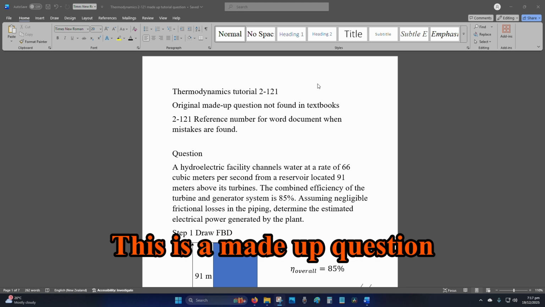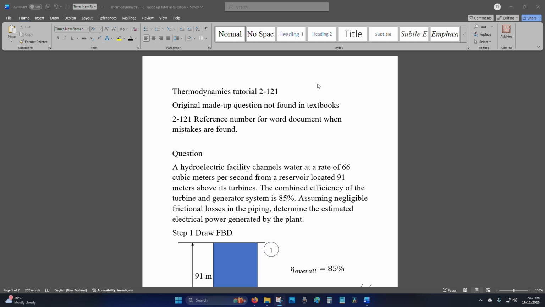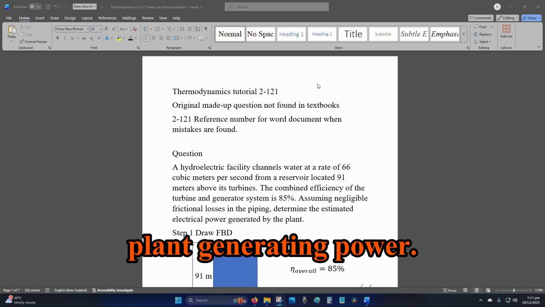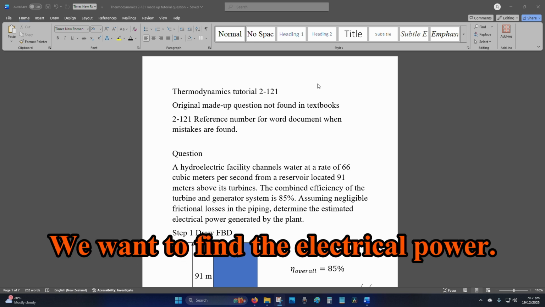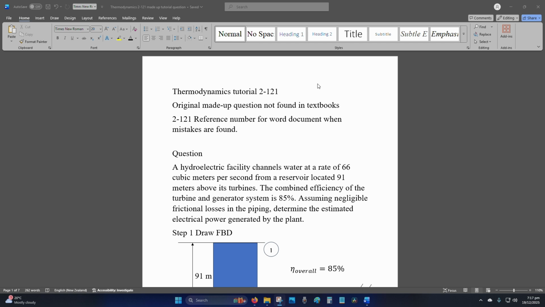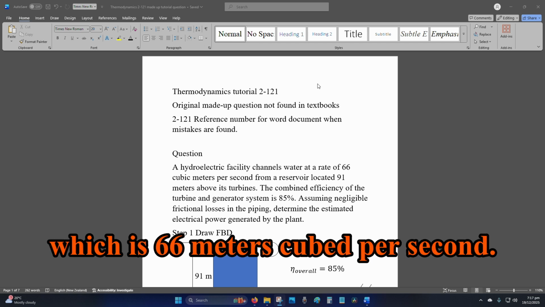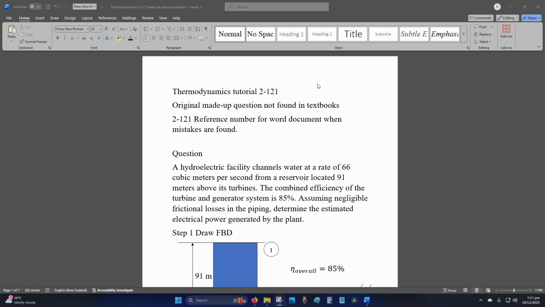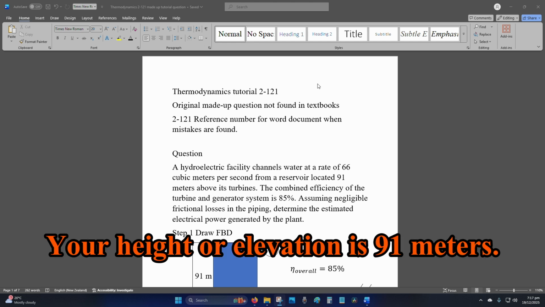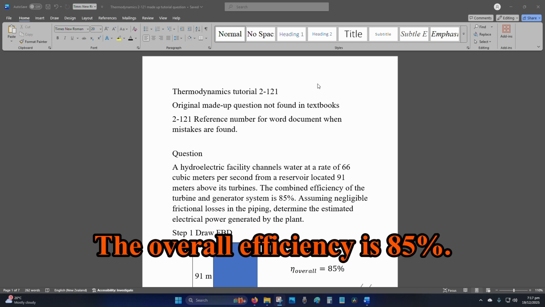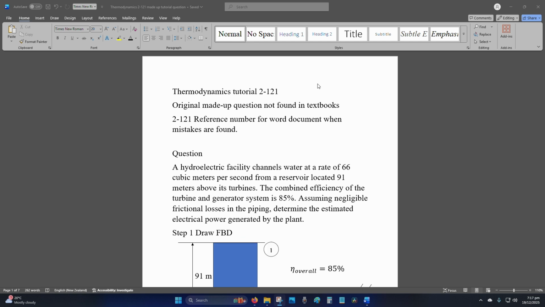This is a made-up question not found in your textbooks. We got a hydroelectric plant generating power. We want to find the electrical power. They give us the volume flow rate, which is 66 meters cubed per second. That is your V dot. Your height or elevation is 91 meters. The overall efficiency is 85%.